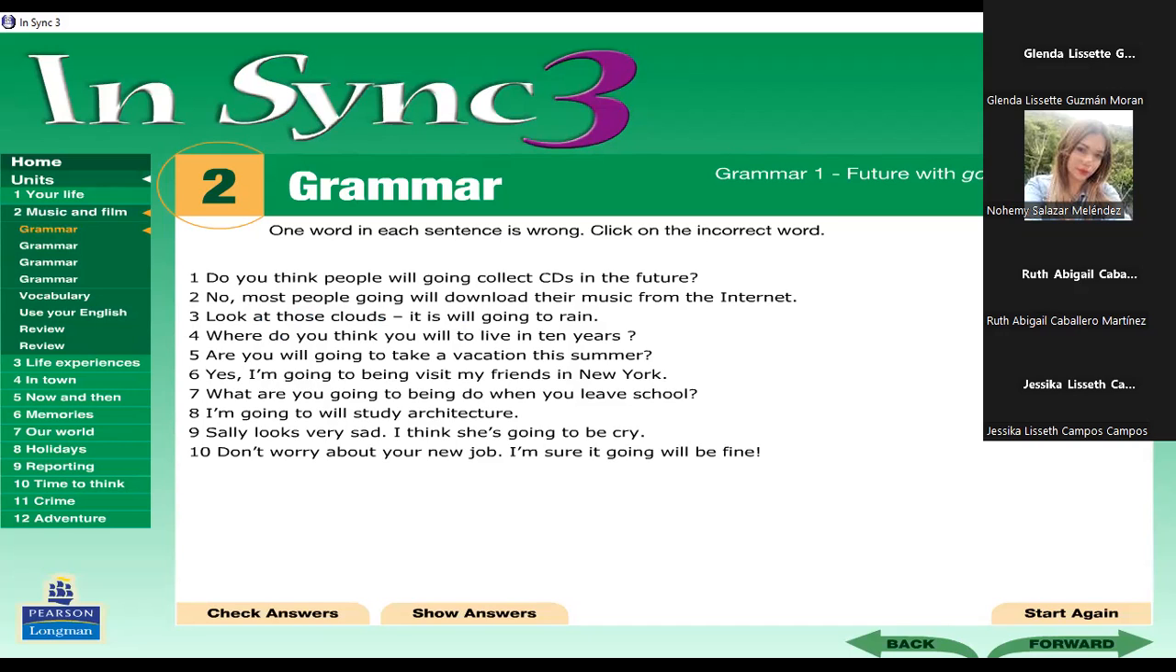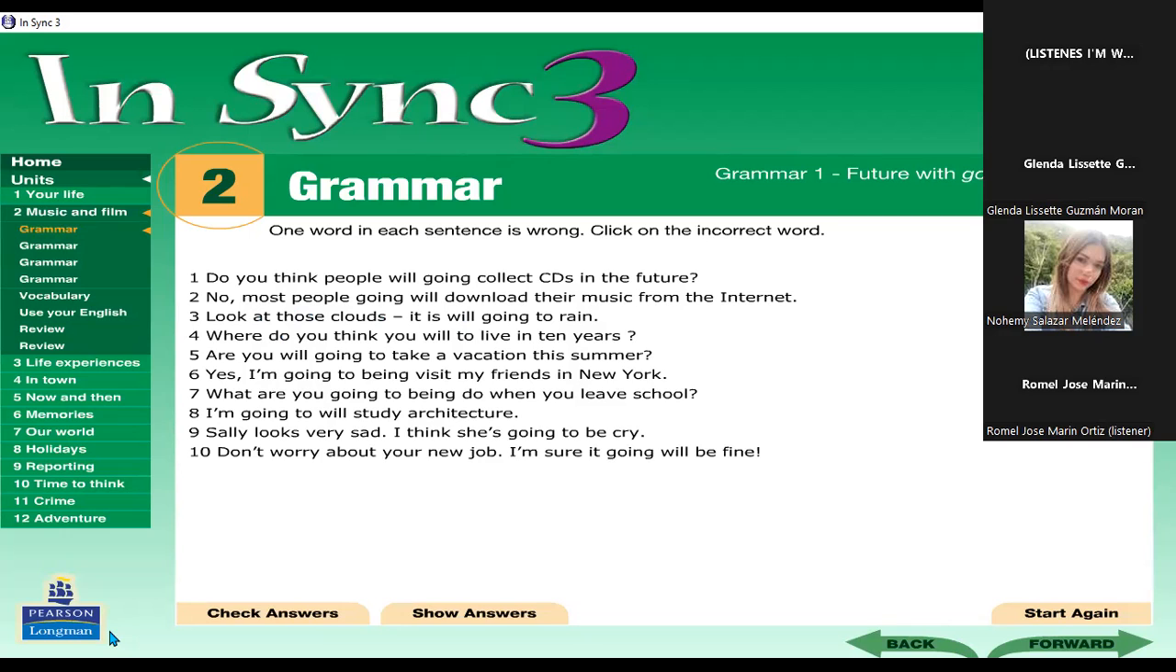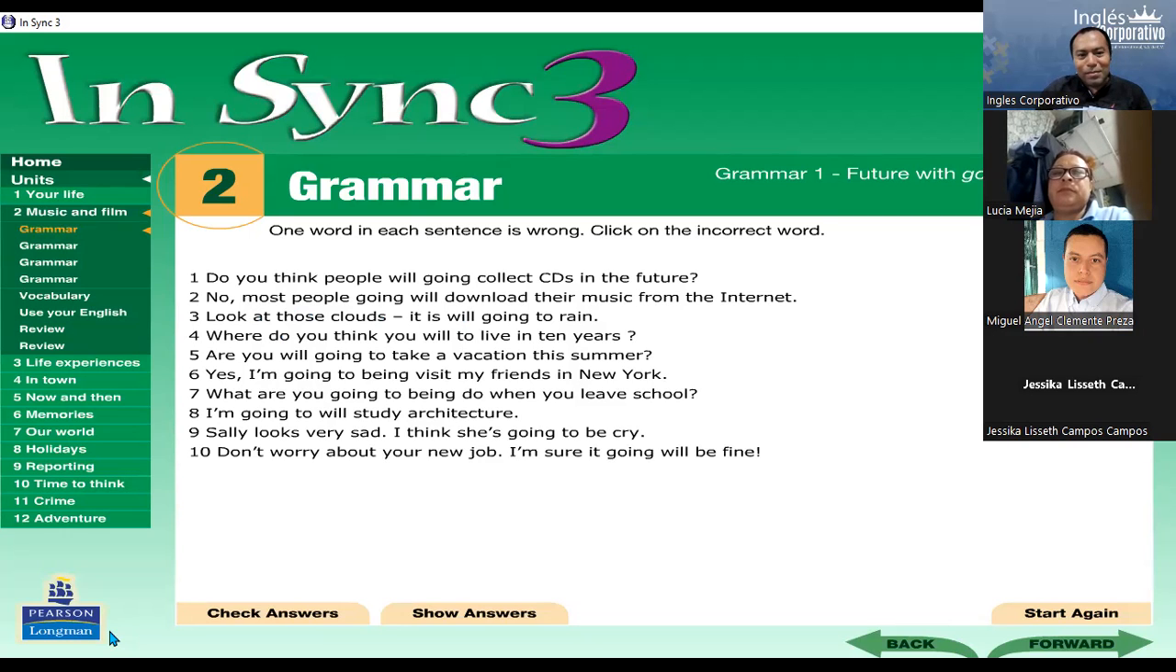Look at those clouds, it is going to rain. Yes, it is going to rain. Recuerde, hay una palabra que está mala en la oración. Usted tiene que adivinar cuál es la palabra que está mala, ¿ok? It is going to rain. It is will going to rain, right? Or gonna rain, as you pronounce.